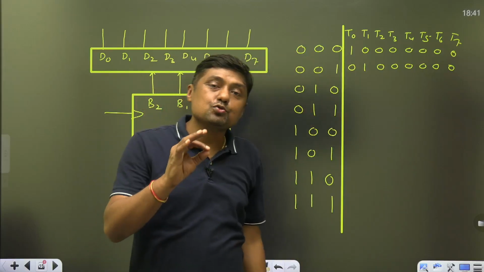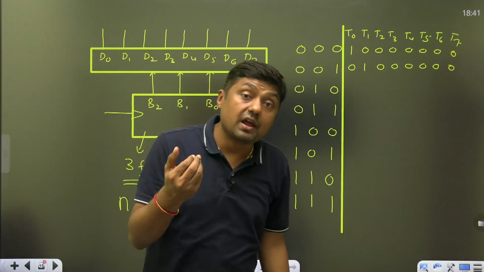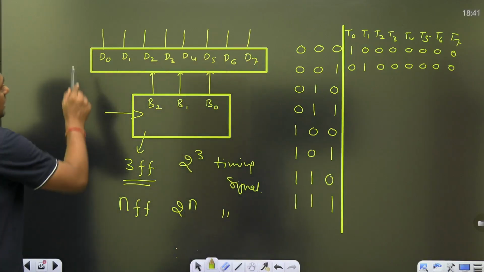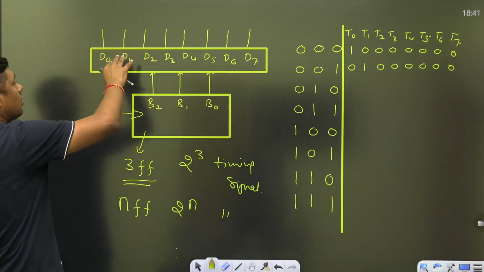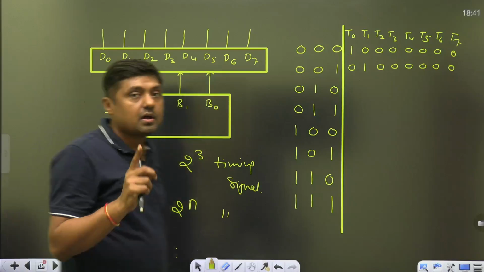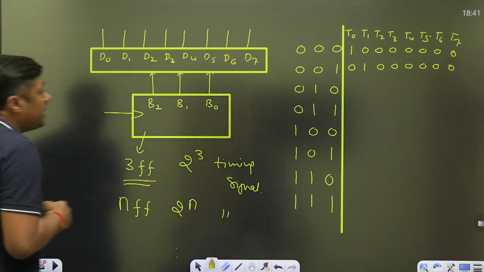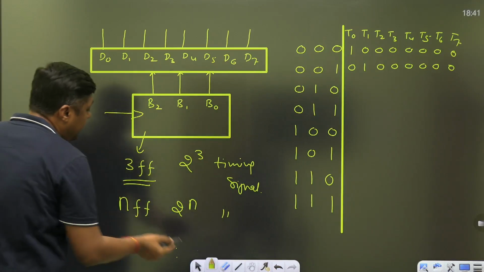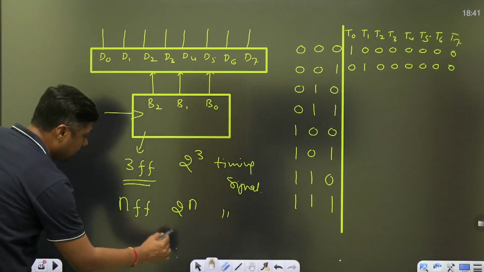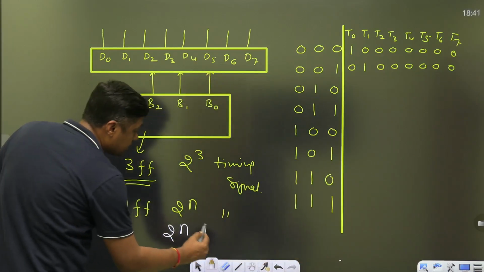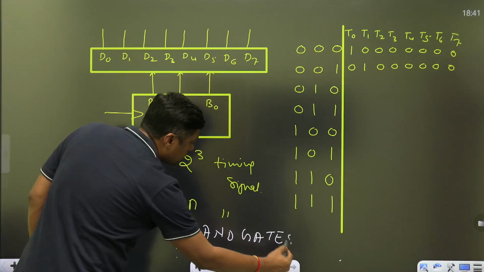But remember, to decode this, we have to use what? One decoder. And in a decoder, what are we using? The AND gates. So here, suppose this is a 3 to 8 line decoder, it means inside this decoder there will be 8 AND gates. Means how many AND gates are required? 2 to the power n AND gates are required, guys.